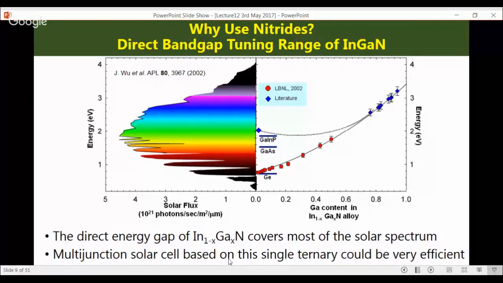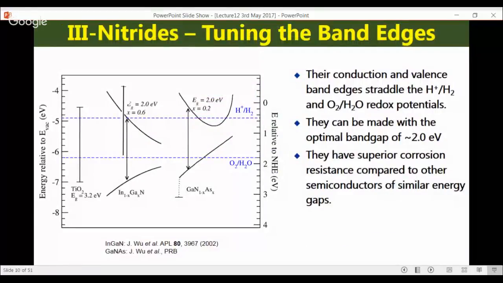A multi-junction solar cell based on this single ternary could be very efficient, because we have already told that such semiconductors are one of those which we should use, because we can continuously vary the band gap. So now here what we are showing is the indium gallium nitride, gallium arsenide nitride, and in comparison the titanium dioxide.